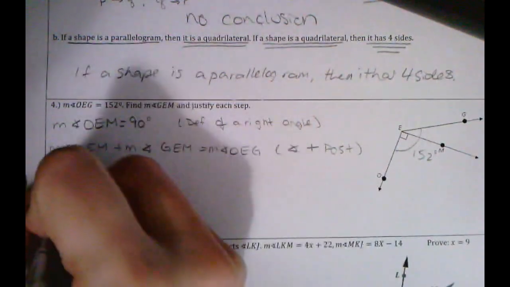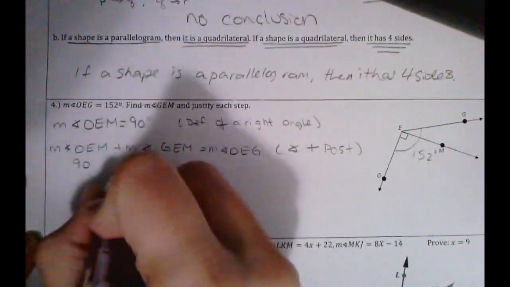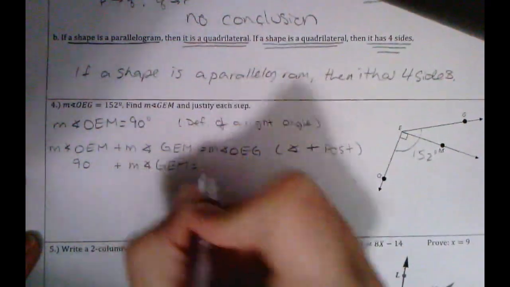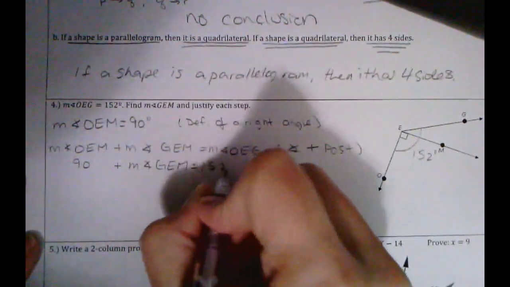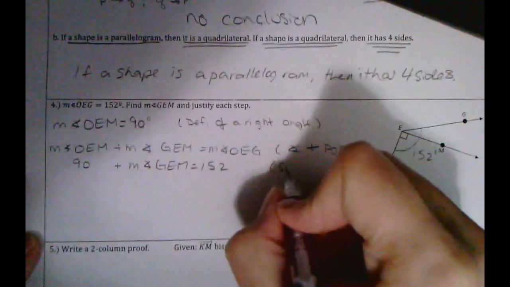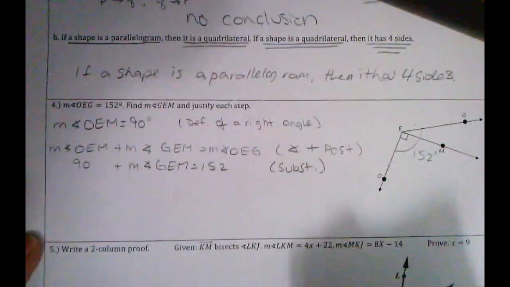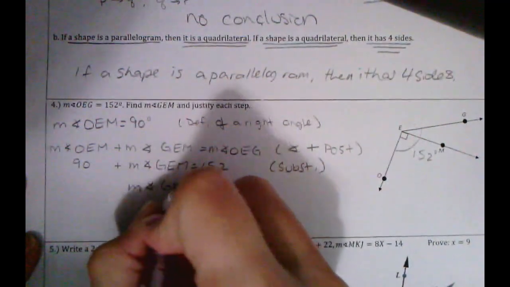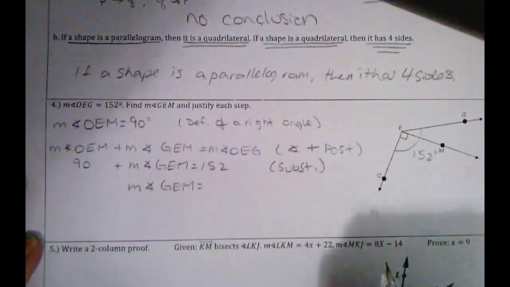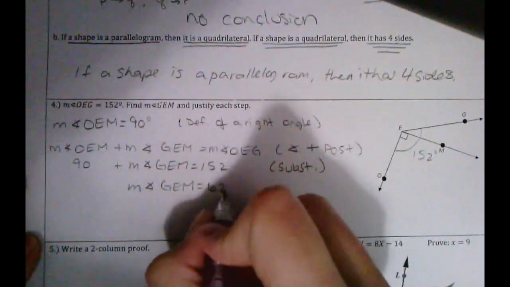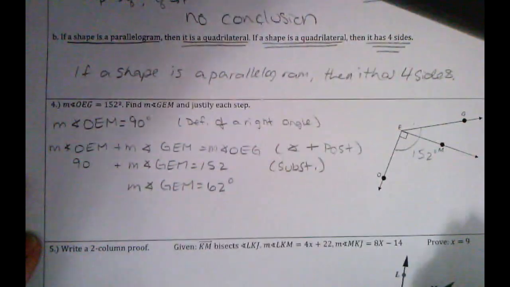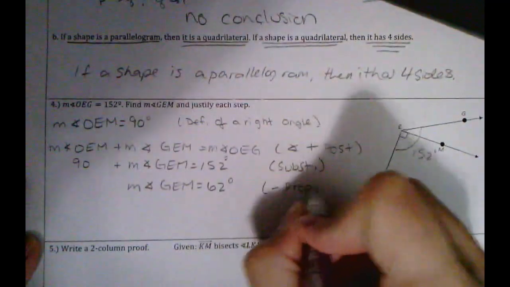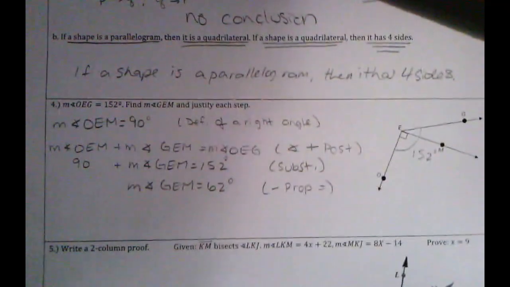Now I'll substitute in OEM, which I know is 90, and OEG, which I know is 152. That'll be substitution. If you subtract 90, you get 62 degrees. And so that would be the subtraction property of equality. And then we have the angle GEM.